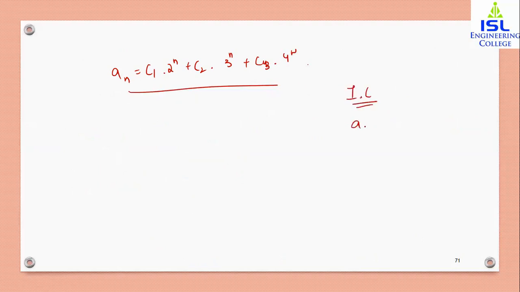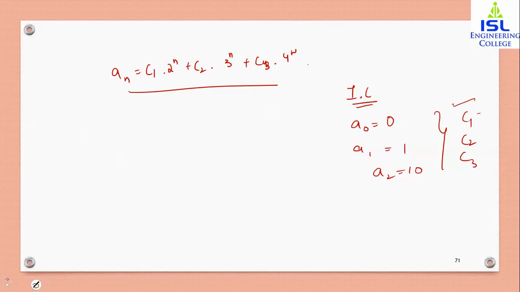If initial conditions are given as follows: a0 is equal to 0, a1 is equal to 1, a2 is equal to 10, then please try to find out what are the c1, c2 and c3 values. You can verify it with me if you have found the values for c1, c2 and c3. Please mail me the results and I will tell you whether it is correct or not.